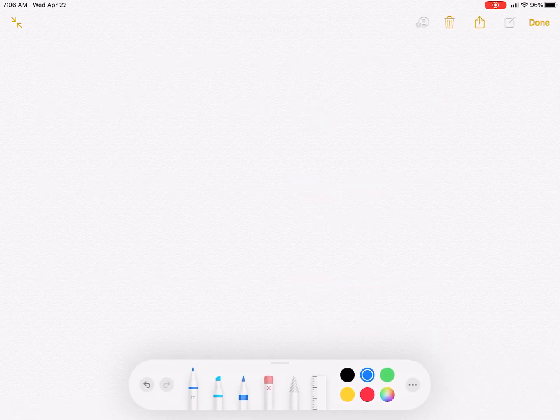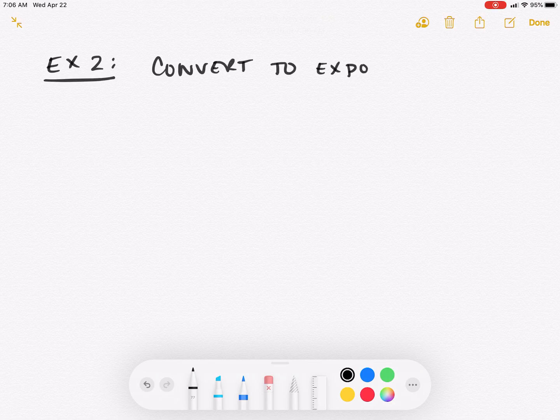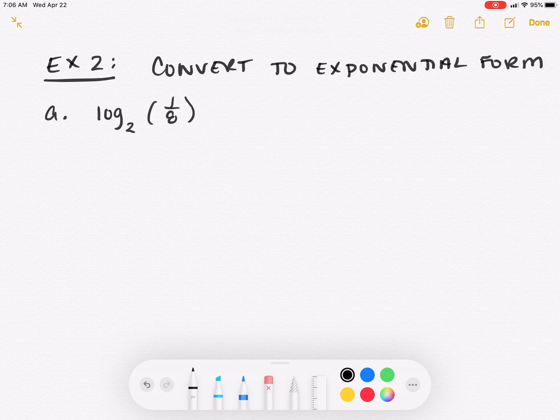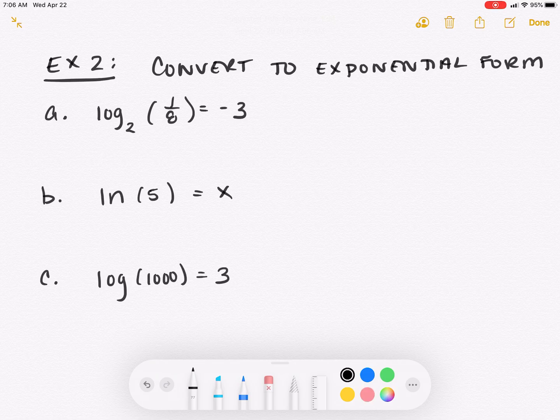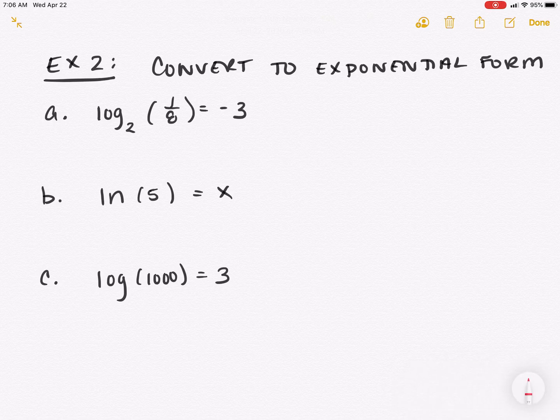Let's keep going. For example 2, I want you to convert to exponential form. So again, I've got a couple different parts here. Let's say we've got log base 2 of 1/8 equals -3. Part B, the natural log of 5 is equal to x. And for part C, we have log of 1,000 is equal to 3. Hit pause if you need to. Finish writing this down.